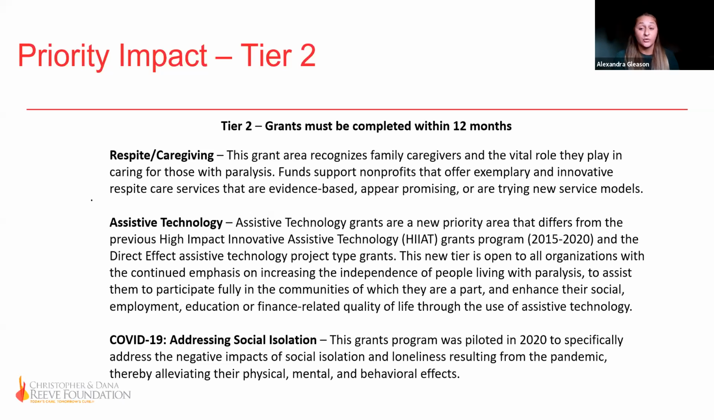Our assistive technology grants tier is open to all organizations with emphasis on increasing independence of people living with paralysis, to assist them to participate fully in the communities of which they're a part and enhance their social, employment, education, or finance-related quality of life using assistive technology. And our COVID-19 Addressing Social Isolation grant was piloted in 2020 to specifically address the negative impacts of social isolation and loneliness resulting from the pandemic, thereby alleviating their physical, mental, and behavioral effects.